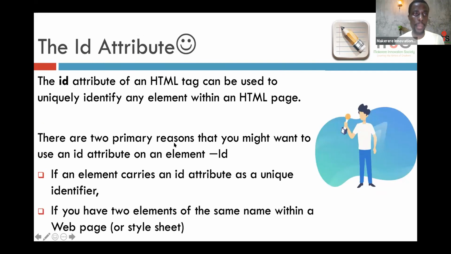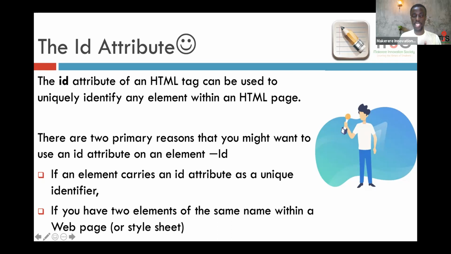Just to highlight the ID attribute: the ID attribute of an HTML tag can be used to uniquely identify an element within an HTML page. There are 2 primary reasons that you might want to use an ID attribute on an element. ID is just like an identification number.